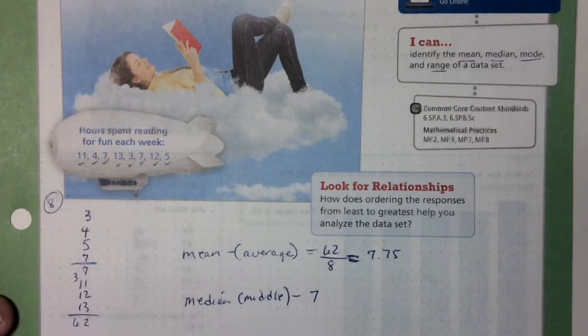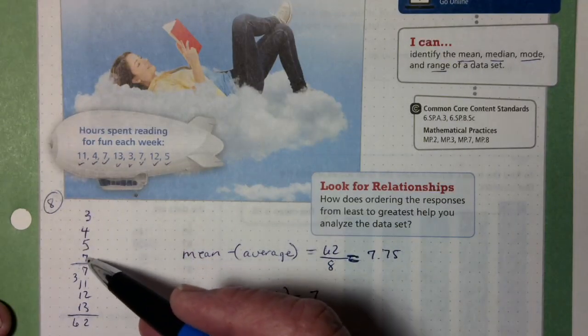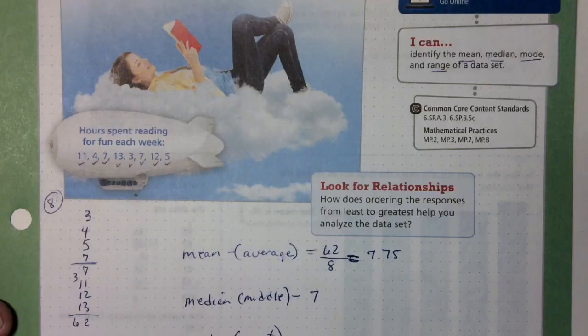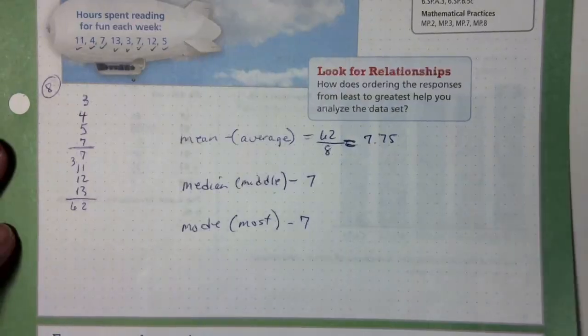Mode means the one that shows up the most number of times. Well, there's only one number in that list that shows up more than once, and that's the 7. See, this shows up 1 time, 1 time, 1 time, 2 times, 1, 1, and 1. So the mode is 7. Shows up the most number of times.